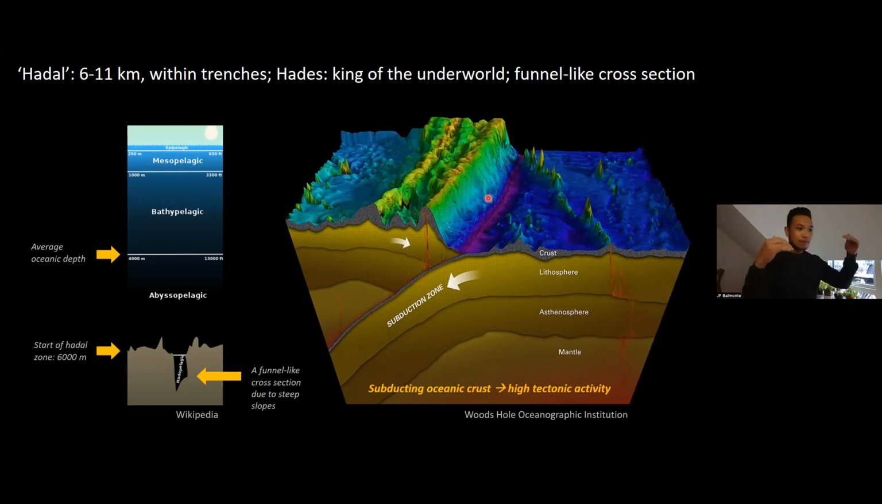And because we're in subduction zones, it also means that there's high tectonic activity. And we'll learn today as well that high tectonic activity is one of the defining features of these Hadal trenches, and part of the reason why there's so much elevated carbon as well as elevated microbial community, despite what we would think, that these are relatively barren places.